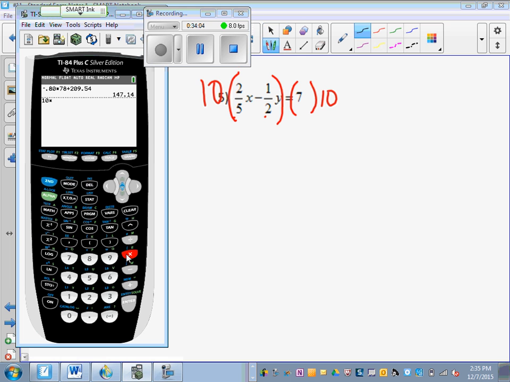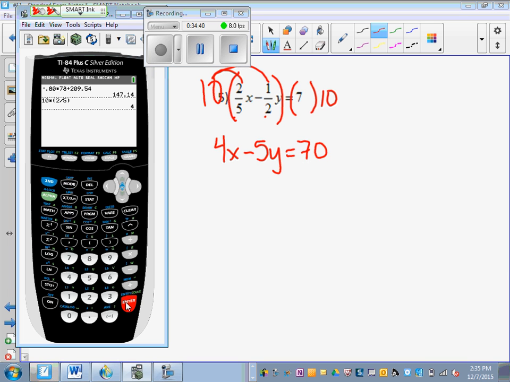So 10 times, just like we did before, what do I have to do with this 10? Distribute it. There's 2 pieces here, right? So let's do the first one. 10 times 2/5 is 20, and you have to put that in parentheses, so 4x. I have 4x. And then 10 times -1/2? -5y. And what's 10 times 7?